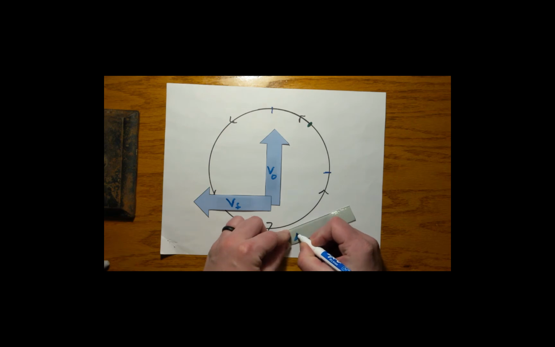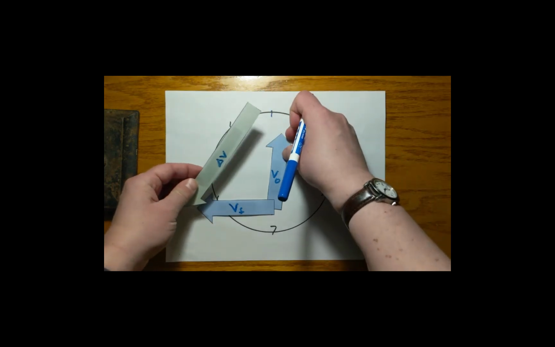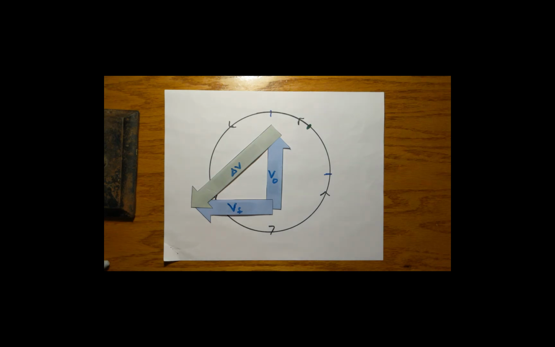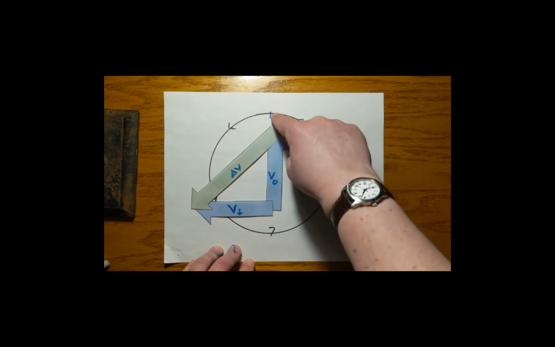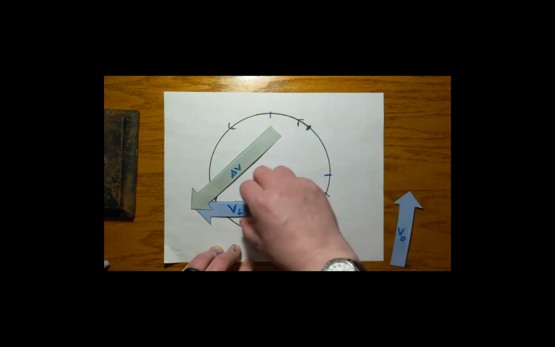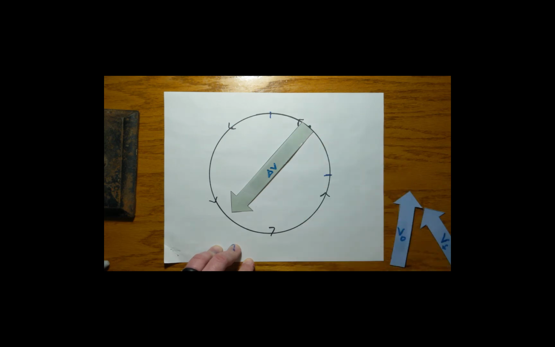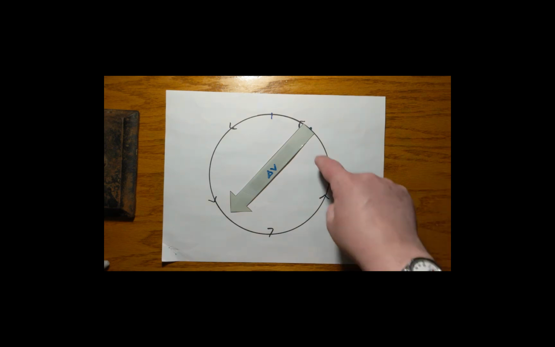Now if I take a third arrow that I label delta V for change in velocity, that ends up looking like that. So if I have my initial velocity plus my change in velocity, I get the final velocity. So if I assume it takes 1 second to get from here to here, we know acceleration is change in velocity over time, and so my acceleration has to point towards the center of the circle, and it's going to be whatever that change in velocity is over the time it took to get from that point to that point.